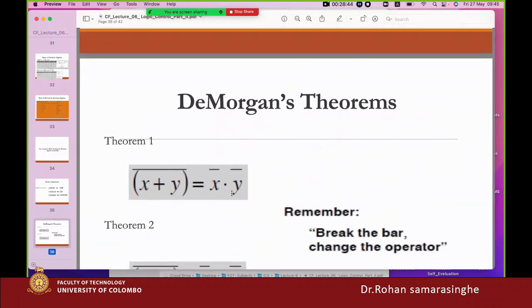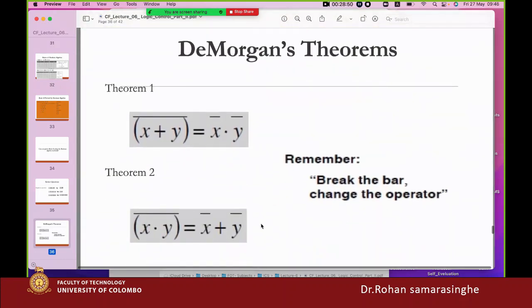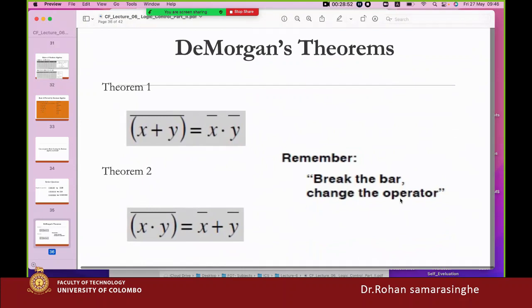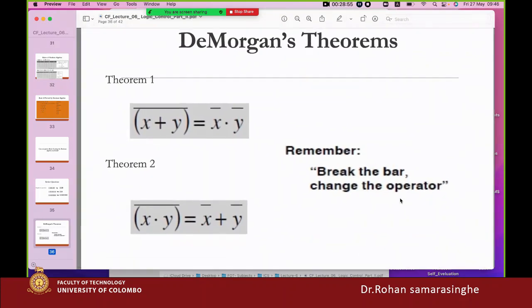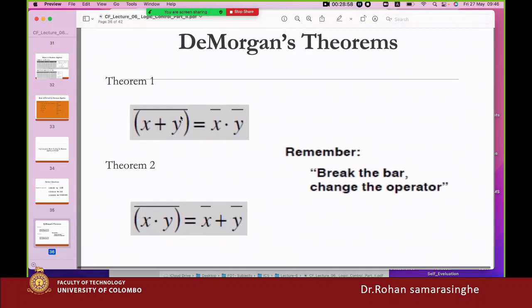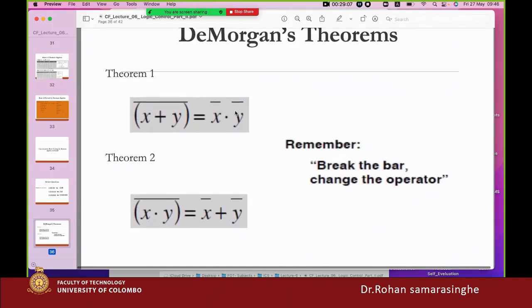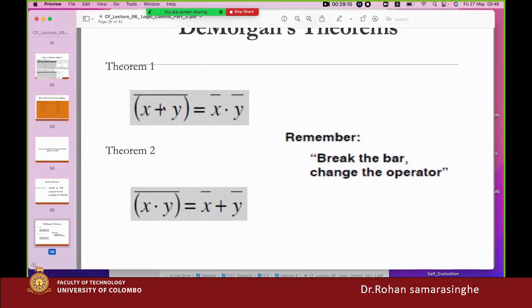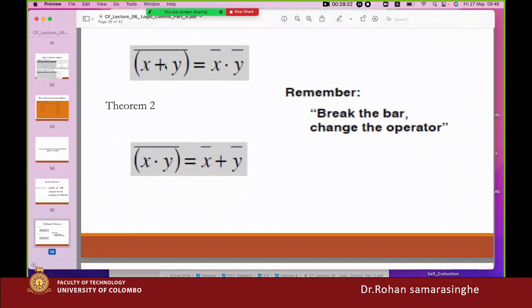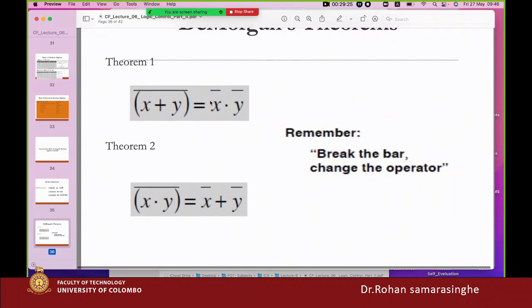De Morgan theorem. De Morgan theorem says, remember how to memorize this one: break the bar, change the operator. This is the main thing you have to understand under the De Morgan theorem. Break the bar, the bar is this one. Change the operator. You can write X bar dot Y bar, and also X dot Y bar can be written as X bar plus Y bar. Break the bar, change the operator.